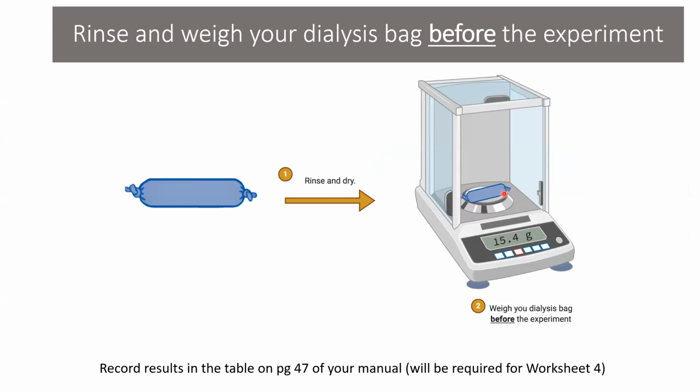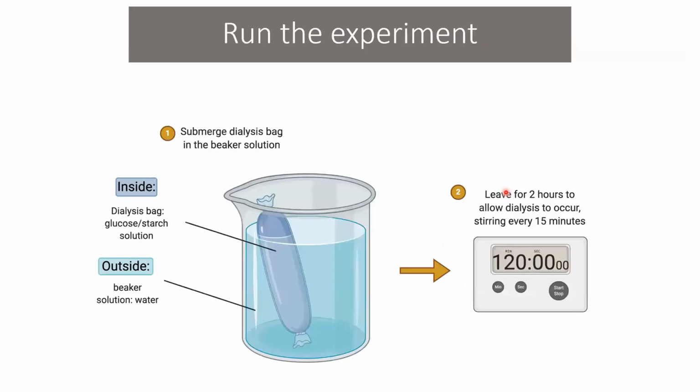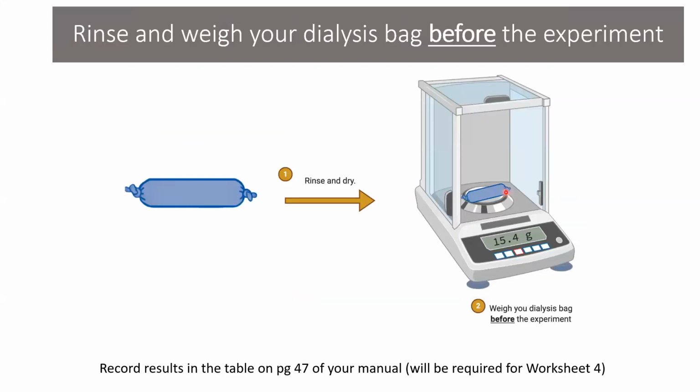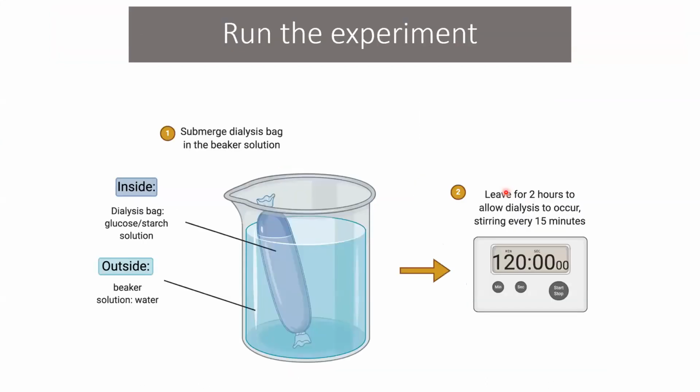So like I said, you're going to record the weight both before and after, and that's going to be to measure osmosis. You want to see, did water leave or did water stay in the bag? And then you essentially submerge it into a beaker, but they kind of go through it with you. There's some steps that aren't shown here, like you would need to actually rinse this bag after you fill it with the glucose starch solution. And you would want to stir this. So you stir it every 15 minutes. You leave it here for 2 hours for dialysis to occur.